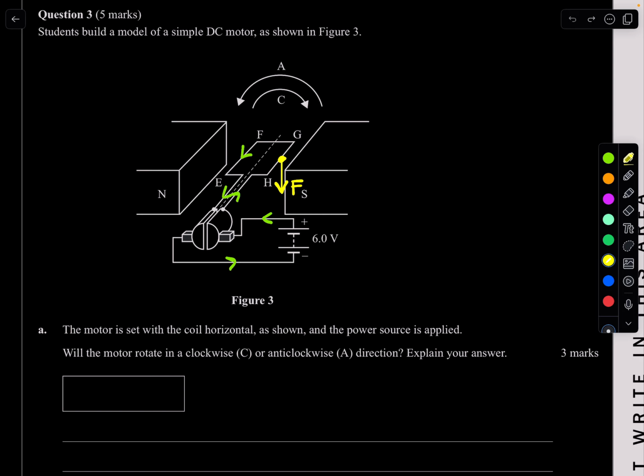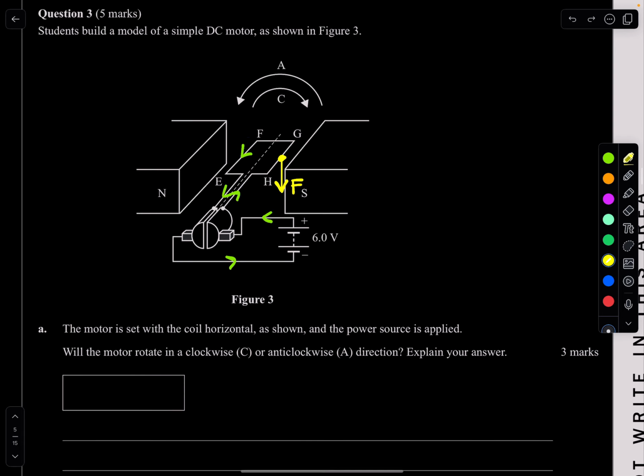So have a look at over here. Because now, again, the magnetic field lines are perpendicular to F and E. Again, using your right-hand slap rule, we will find out that the actual force is upwards when we're here. So I'm just going to rub these out. Now the force is upwards. It's going to be a produced force upwards. So if H and G is downwards and this is upwards, it's going to be turning this way, which is C, clockwise direction. So will the motor rotate C? So you just put C, and it will rotate in the clockwise direction.